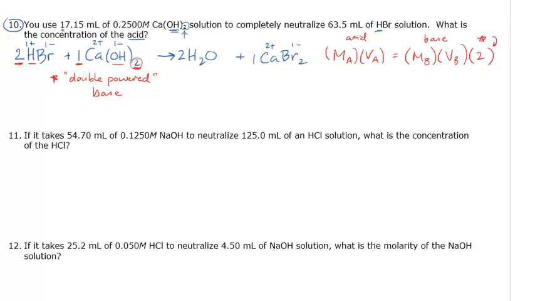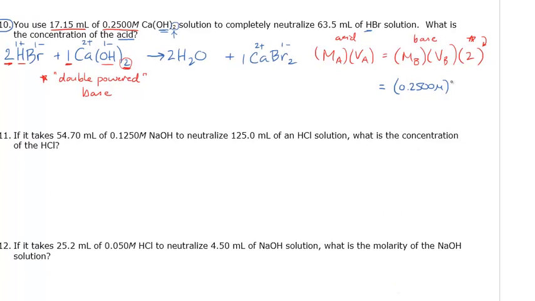It says you use 17.15 milliliters of 0.2500 molar base. That's our base. So that's going to go on the right side of the equation. Let me switch back to blue here. So the molarity of my base is 0.2500 molar. Let's slide this over just a touch. The volume of my base is 17.15 milliliters, again, given in the problem. And don't forget that too, to double that base side's power, all right?